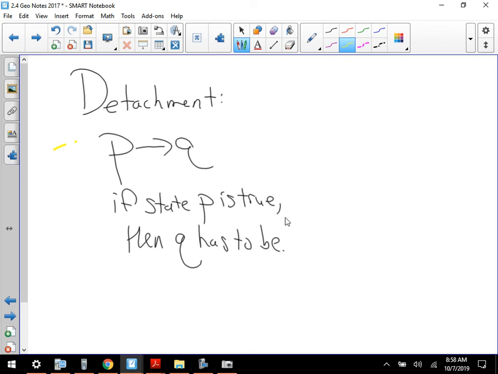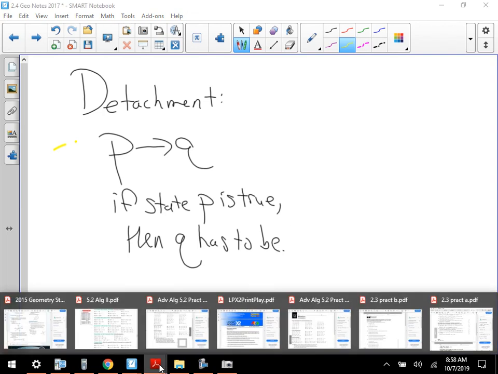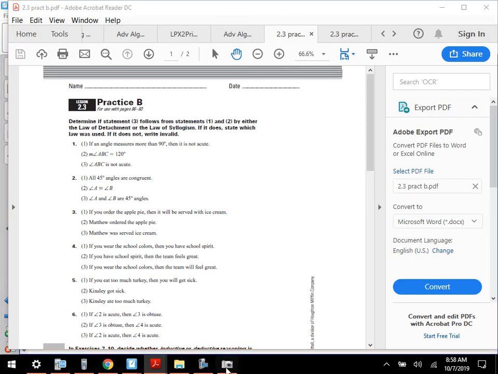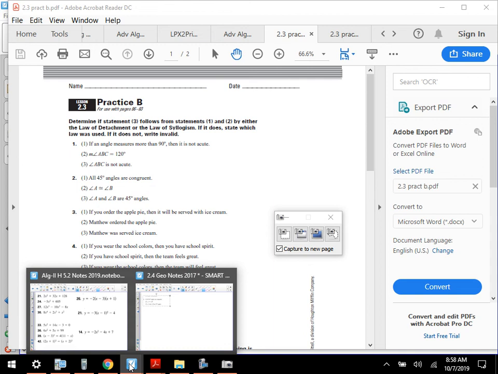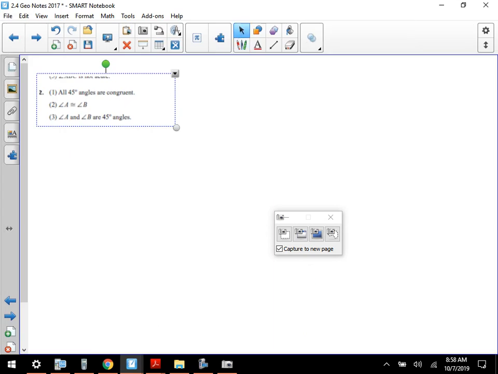All 45-degree angles are congruent. Angle A is congruent to angle B. Angle A and angle B are 45-degree angles. How is something repeated there? Do you see an A equals B, a B equals C, something repeated? Reread that, guys. Reread that. I mean, it's A, B. Does it say anywhere? No.